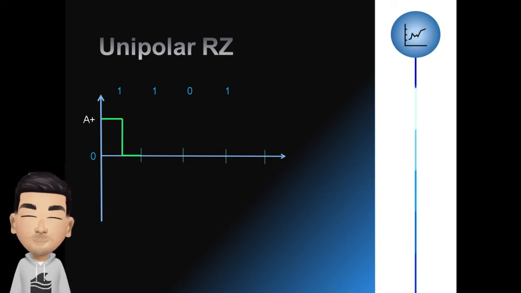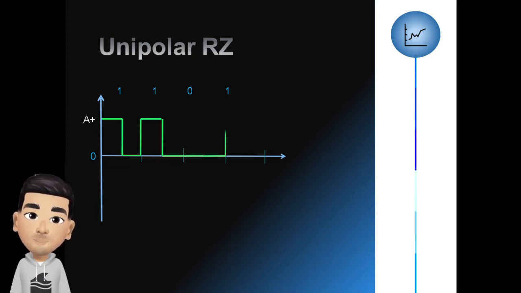Then another input is 1, it will rise up again to A positive, then complete its half cycle in A positive, then go down again to 0 to complete its other half of the cycle. Then we have an input of 0, which will go from 0 to 0 in half a cycle, then complete its other half of the cycle in 0. Next, we have 1, which will make the signal rise to A positive for half of the cycle, then go down again to 0 to complete its other half of the cycle.